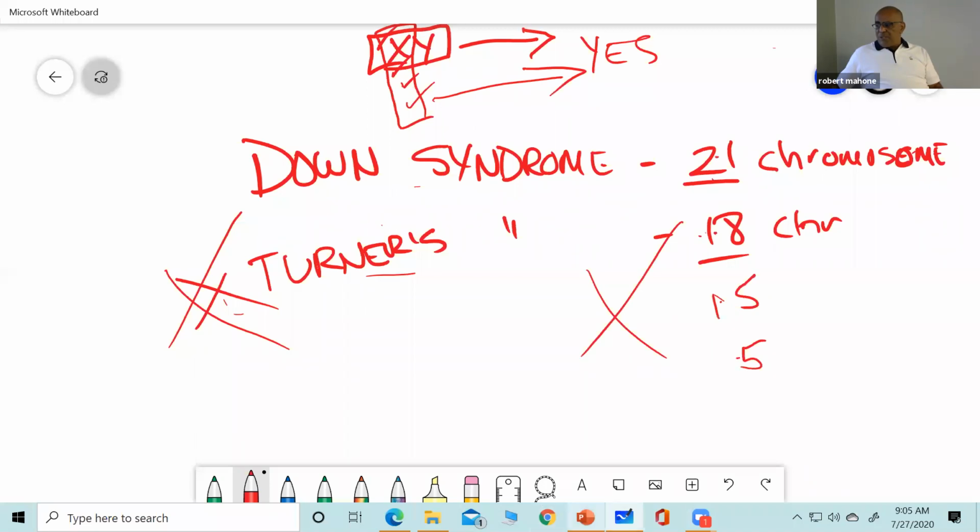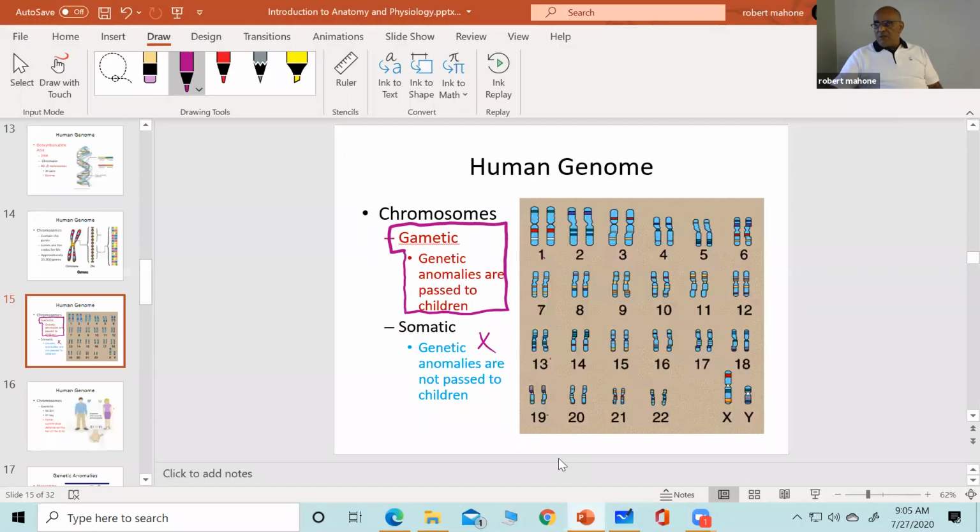So that's what that statement is saying, that genetic anomalies are passed to the children only through the gametes and not through the somatics, the numbered chromosomes. All those 1, 2, 3, 4, 5, any mistakes in there, your children will not inherit from you. Down syndrome happening right there, the 21st chromosome. So that is important information about the gametes versus the somatic chromosomes. You see that in red right there. Recognize that when you see it. Genetic anomalies can only be passed from the parents to the children through the gametic chromosomes.